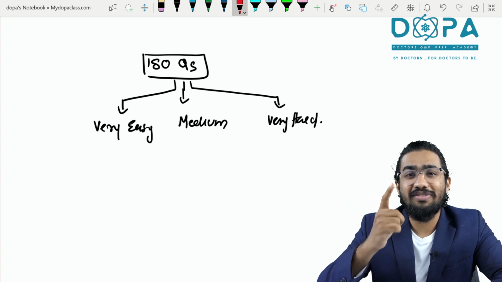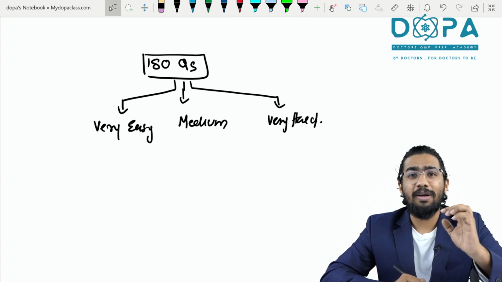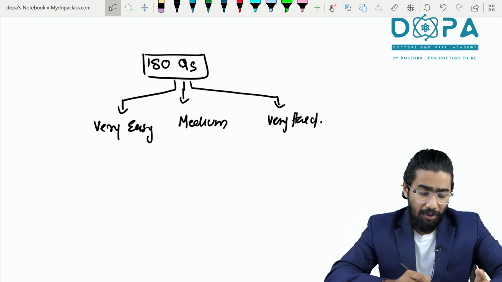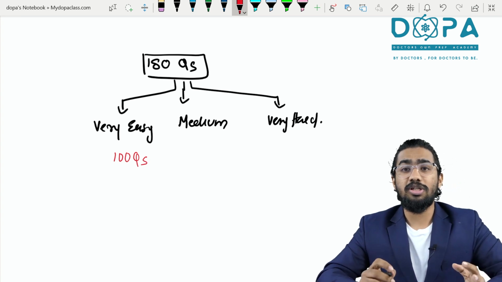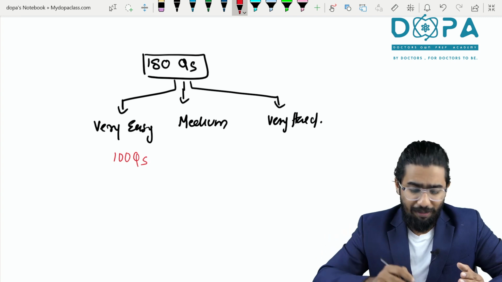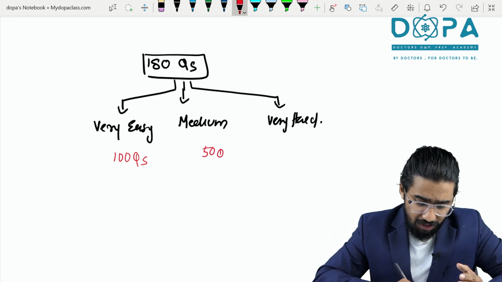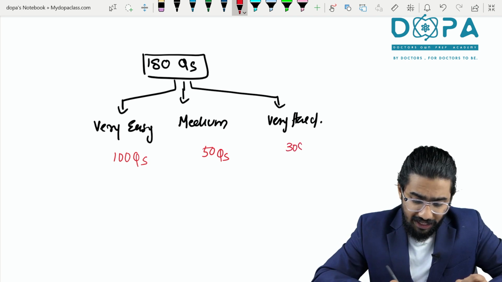How many easy questions will be there out of these 180 questions? Let's see. In every question paper in the previous 6 years of the NEET exam, you have to know almost 100 questions will be very easy type. And which will be the next category they will be giving? They will be giving almost 50 medium questions, and the hard questions will go for 30 questions here.